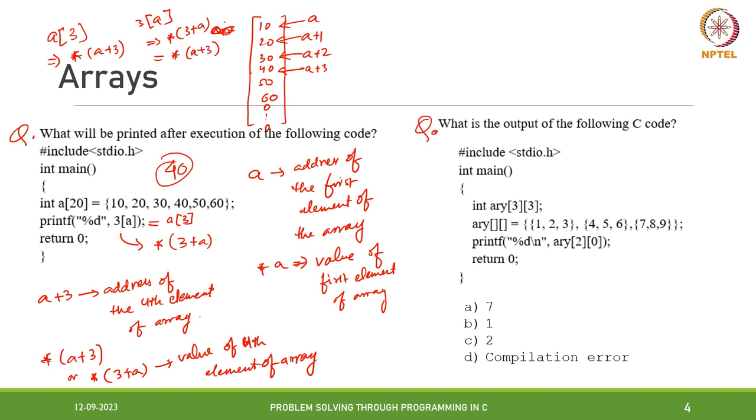All right, now let's look at the next question. Here you are defining a 2D array of size 3 cross 3, trying to initialize it, and then trying to print some value of the array. So what should be the output of this code? 7.